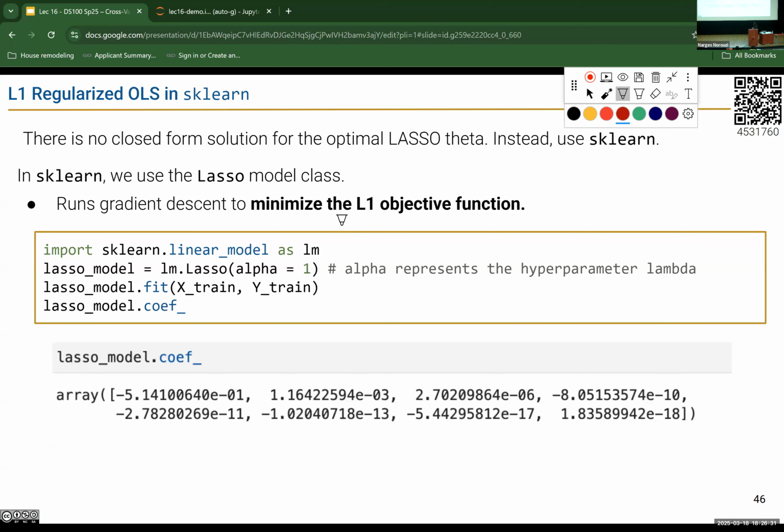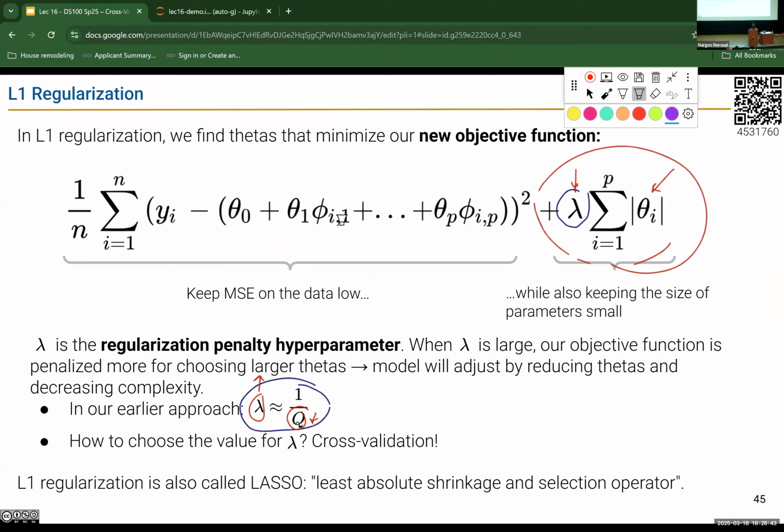There are multiple things I want to cover here, which is the implementation of it. The implementation is pretty quick and easy. We call this model the LASSO model. It stands for least absolute shrinkage and selection operator. It tries to drive parameters to be small, and at the same time it tries to drive some of them to 0, so that you're also doing parameter selection.